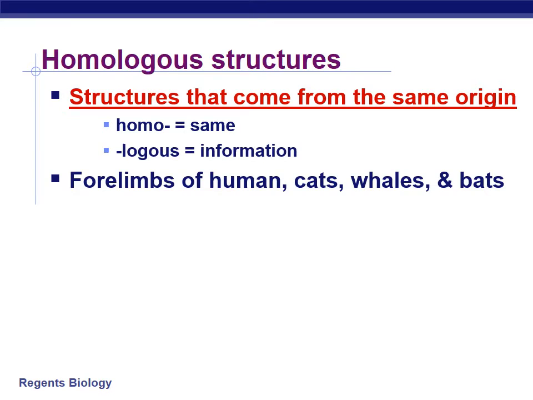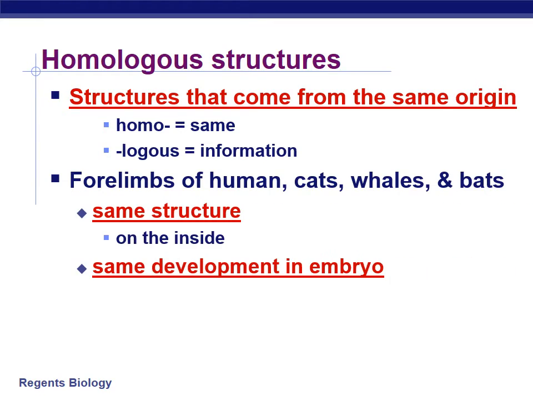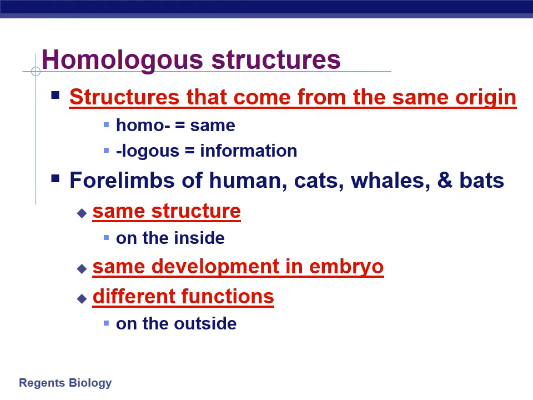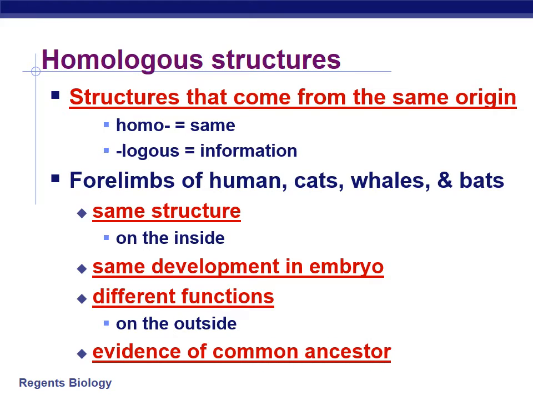So the four limbs of humans, cats, whales, and bats all have the same structure on the inside, which means that they're the same development in the embryo, but have very different functions on the outside. So homologous structures show common ancestry. Why the heck would your hand be just like a bat's wing and a whale's flipper when they do completely different things, unless there's some common ancestor that all three of these species came from that had that original bone structure? So homologous structures is a word you need to know, and it is the same structure, different function, and it shows common ancestry.